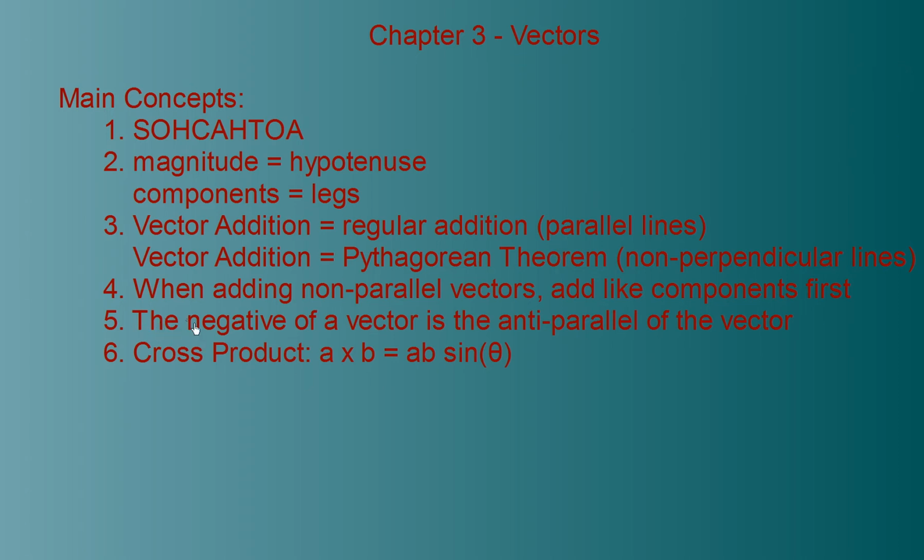Main concept 5, the negative of a vector is the anti-parallel of a vector. And main concept 6, the cross product of vectors. A cross B actually equals AB sine of the angle between them. Alright, so that's a little overview. Let's go into more detail for each of these separately. It should take 2 to 3 videos, I'm guessing. And then I'll do some sample problems for you from the book. Hopefully they contain all of these concepts.